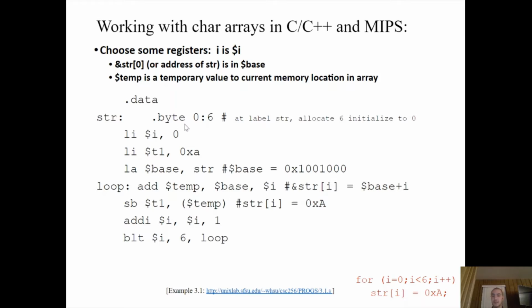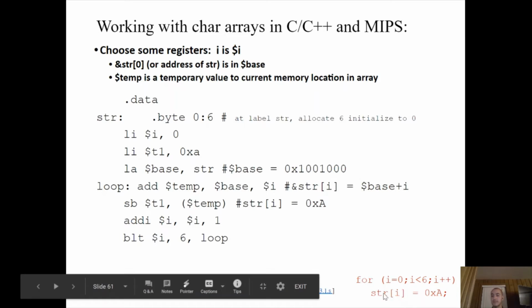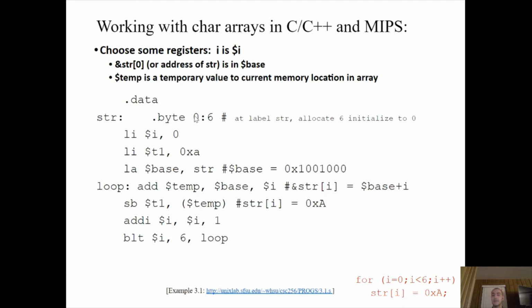Then you have your size. So we are working with characters, and each character is a byte. So we are going with a byte. And then we want to initialize them to 0. And then we have 6 of them. So this is what's happening here. Basically, we are just blocking off some space in the memory so we can read or write from it.